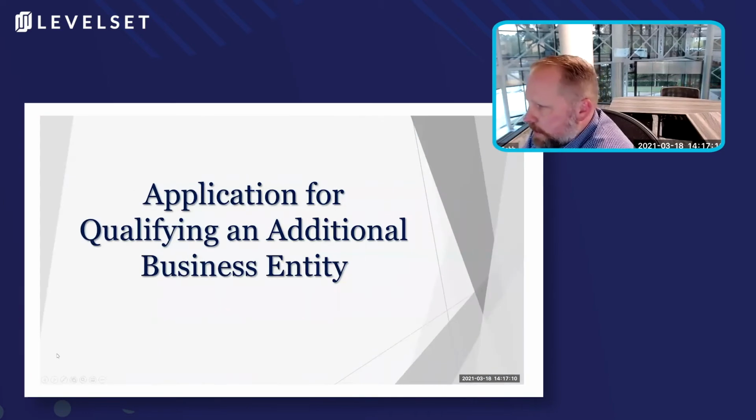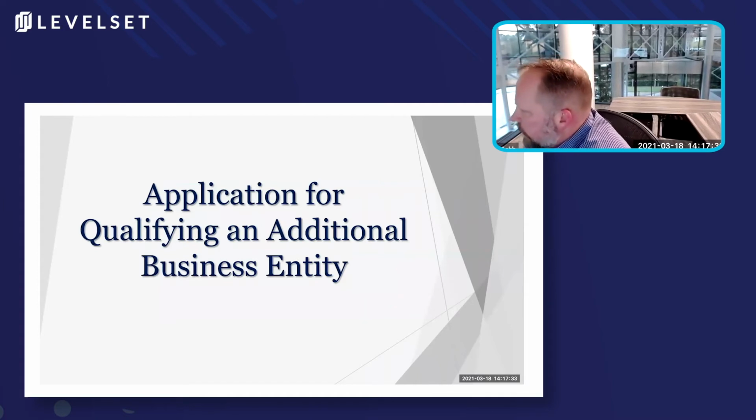All right, so let's get into more practical nature of the construction license. Applying for the ability to qualify an additional business entity is something that happens quite often. Basically, you want to take your license and park it with another company such that you are not only qualifying company A, but you're also qualifying company B.